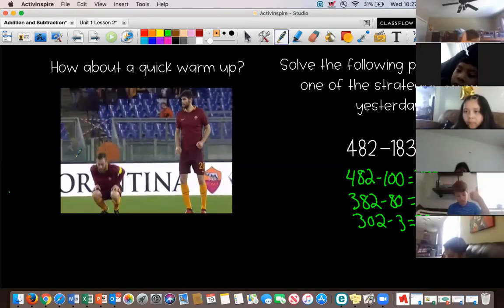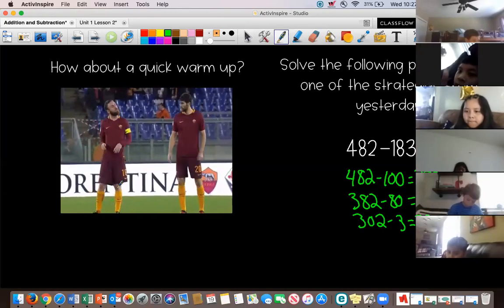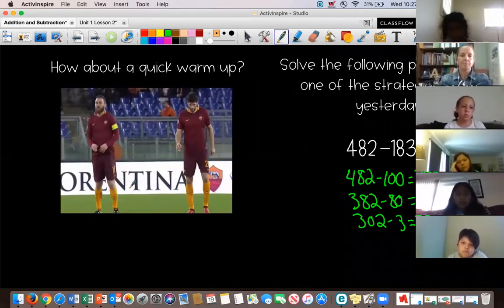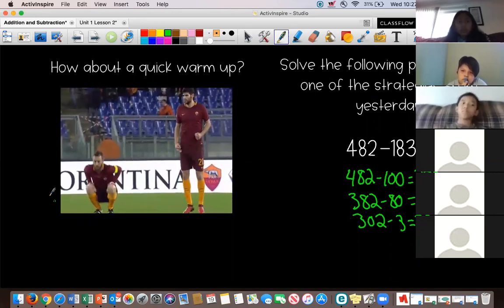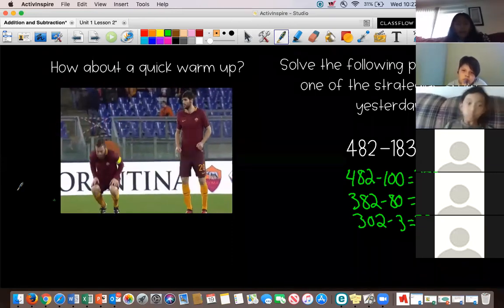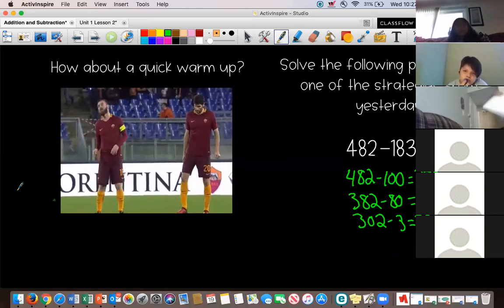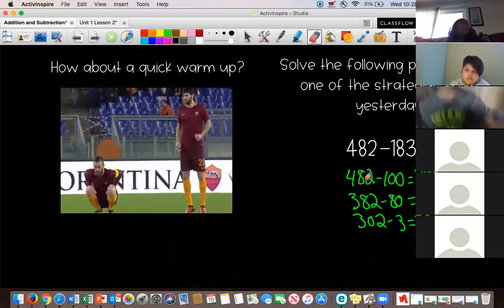Did anybody use the number line? Raise your hand if you used the number line. Alejandro, can you talk us through how you solved it using a number line? Go ahead and unmute yourself. I'm going to erase what Michael talked us through, and then you can tell us how you did it using a number line.